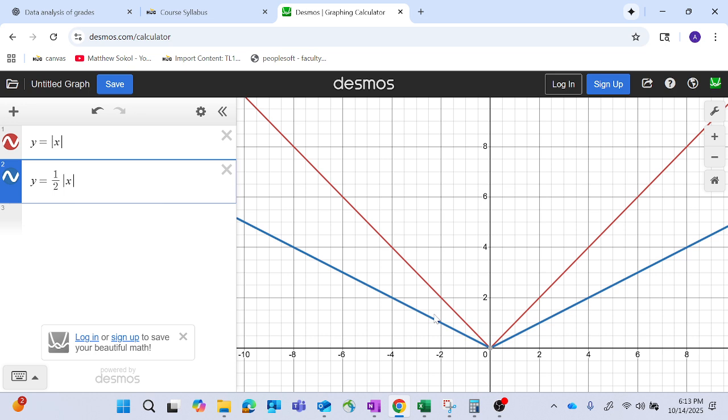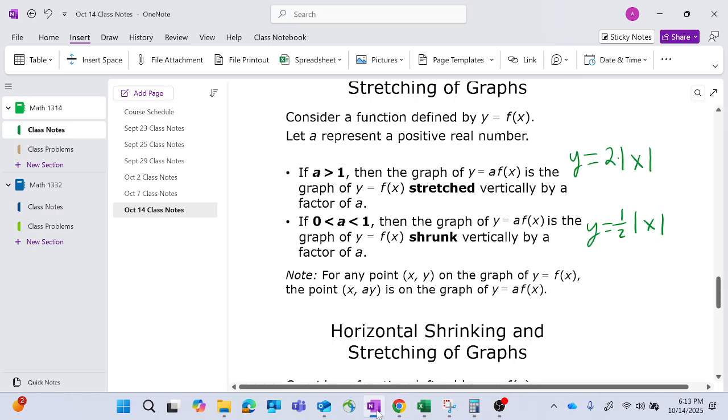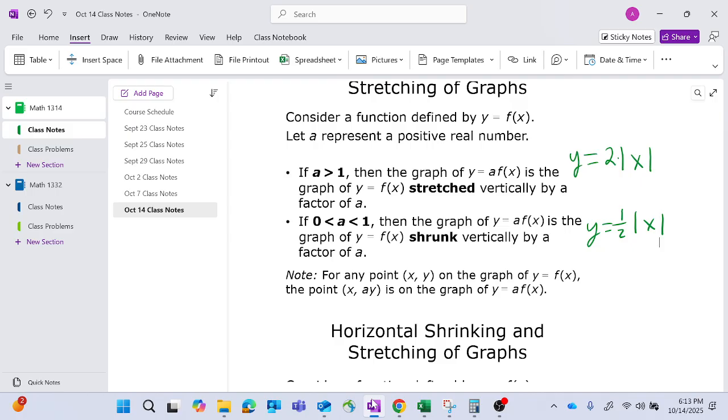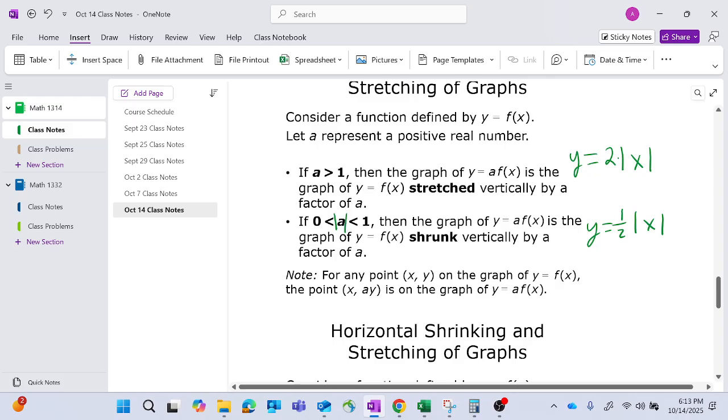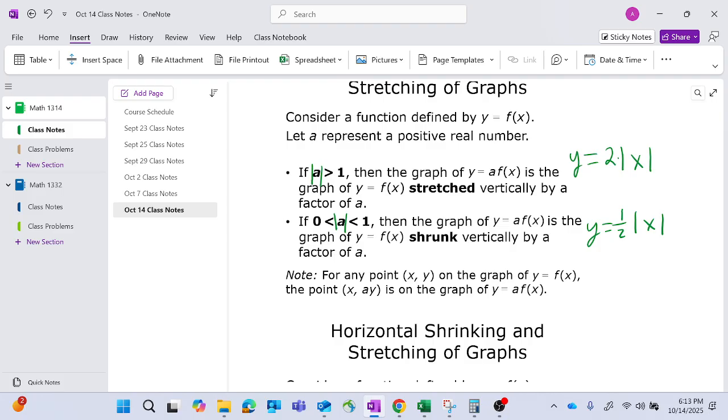Any questions about any of that? Are you good? Yeah. The negative will do something different. That's why I don't like this definition. It really should be the absolute value of a is between 0 and 1, and the absolute value of a is 1. Because if your a is, let's say, negative 2, well, that negative 2 actually still stretches it vertically, but the negative does something different that we're going to see in a bit.